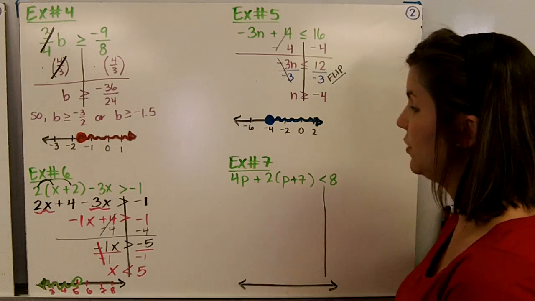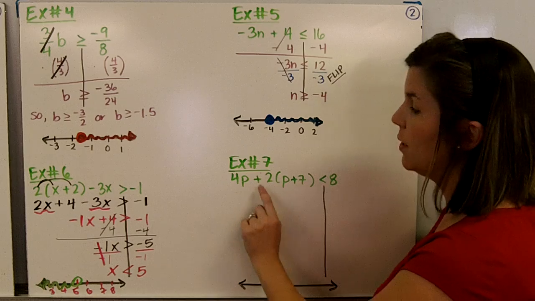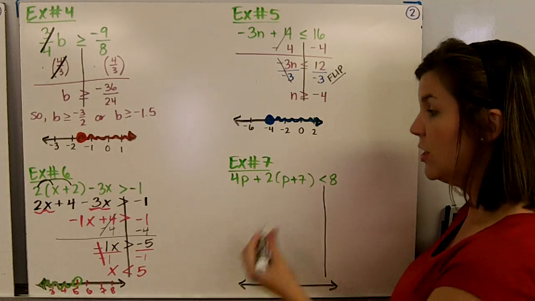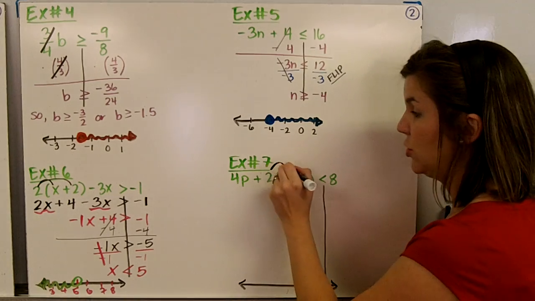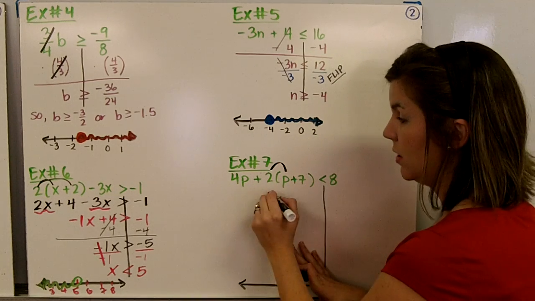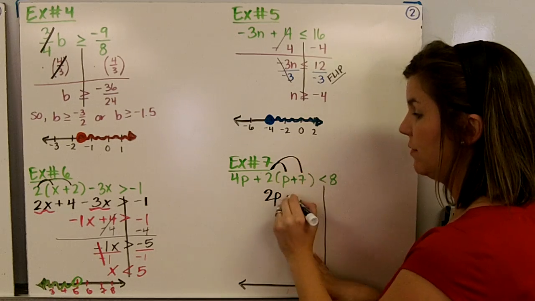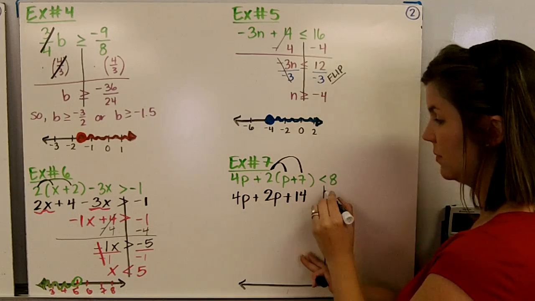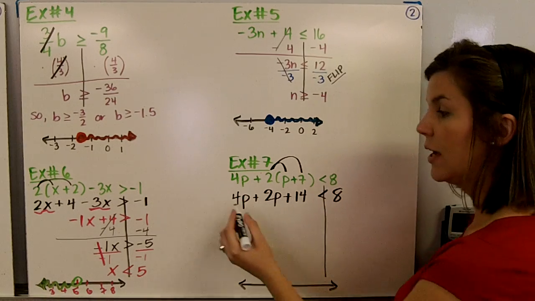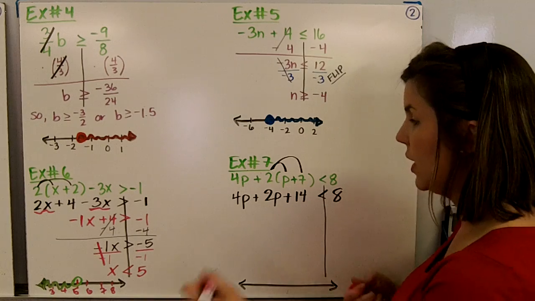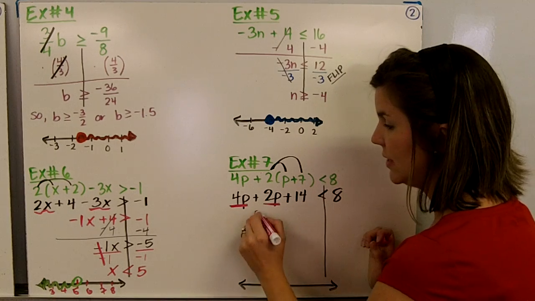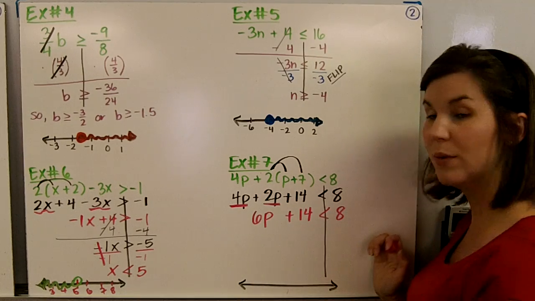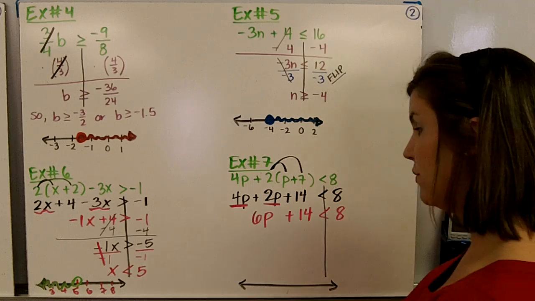All right, example number 7. 4p plus 2 times the quantity p plus 7 is less than 8. So again, I have to distribute first. 2 times p gives me 2p, and 2 times 7 is 14. Carry down this 4p and the plus. Combine like terms. 4p plus 2p is 6p. Bring down the rest. Subtract 14 from both sides.